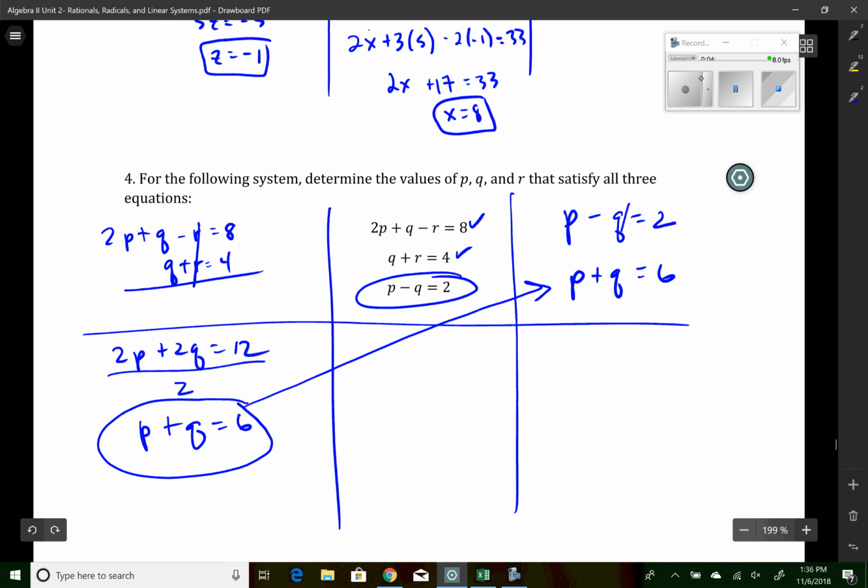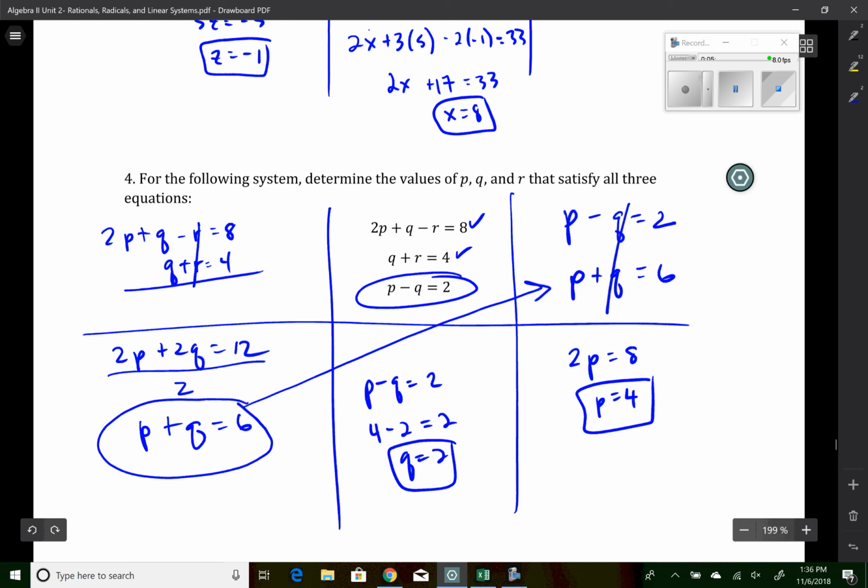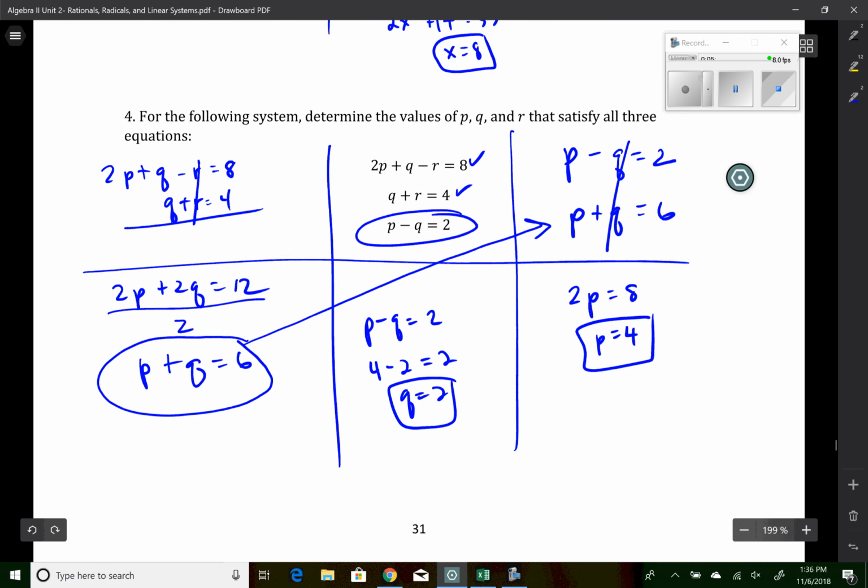Remember, our job here isn't necessarily to just keep using the same equations. It's to get to something that's solvable, which that is. Now I know p is 4. Well, if p is 4, I can say p minus q is equal to 2, and I could say then 4 minus 2 is equal to 2, so q is equal to 2. Right, that's how I did that.